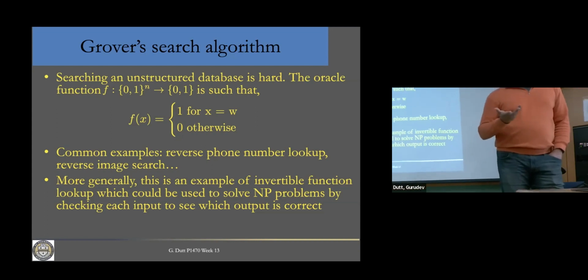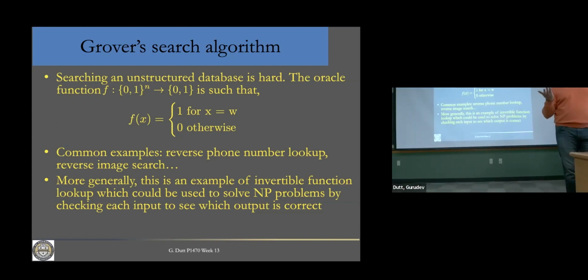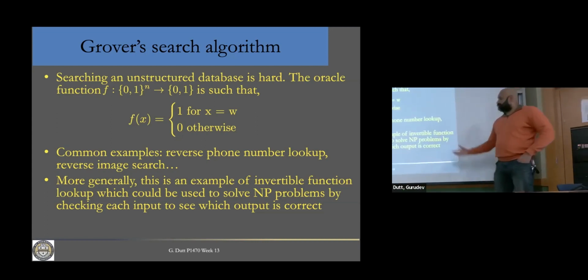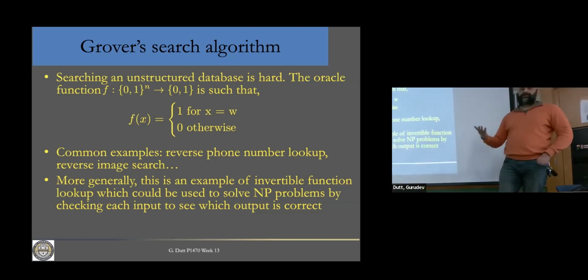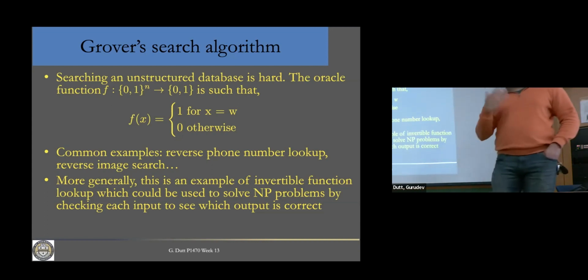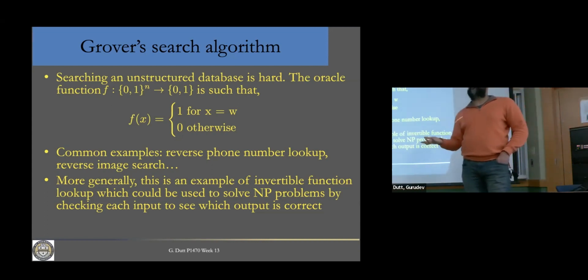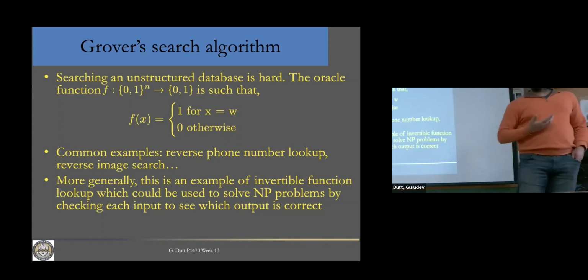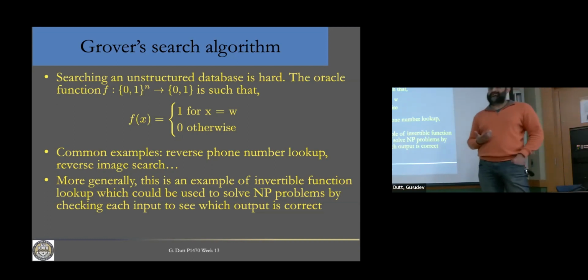There are other examples. Reverse image search, for example, would be a similar idea. So this is an example of invertible function lookups, okay? And this could be used, for example, to solve NP problems. You may remember when we defined an NP problem, we said it is one where it's easy to verify the solution once you have it. And that's exactly the situation, right? If I give you the name, it's easy to verify that that name has that phone number. But if I give you the phone number, then it's the opposite problem and you can't look it up.